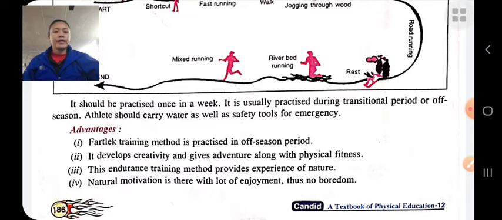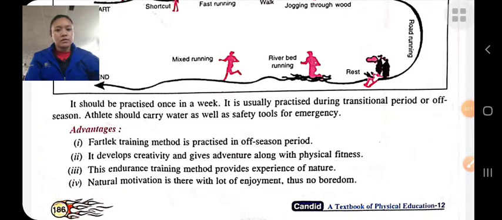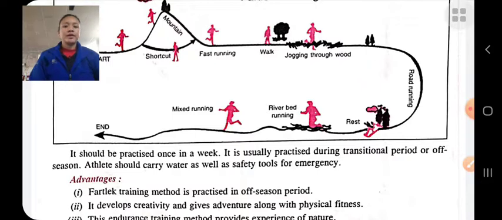What are the advantages of fartlek training method? First is, we practice in a natural environment. This develops creativity, gives adventure along with physical fitness, etc.